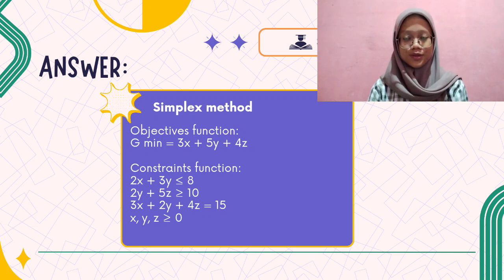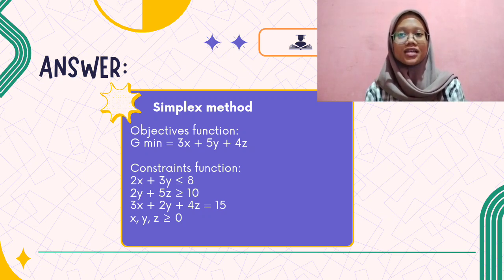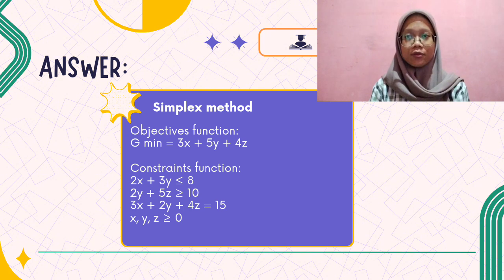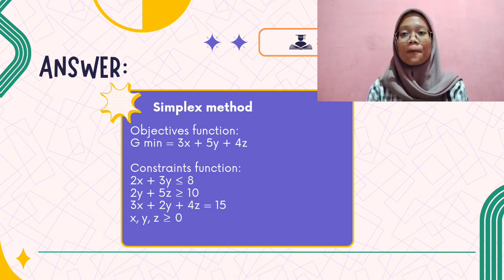Answer to number 2. Suppose the objective function is G minimum equals 3x plus 5y plus 4z, and the constraint functions are 2x plus 3y less than or equal to 8, and 2y plus 5z more than or equal to 10, and 3x plus 2y plus 4z equals 15, with x, y, z more than or equal to 0.